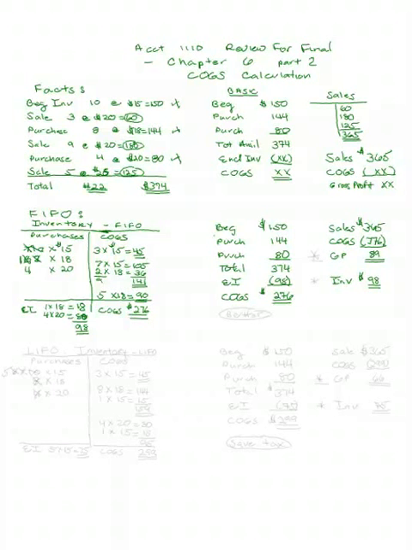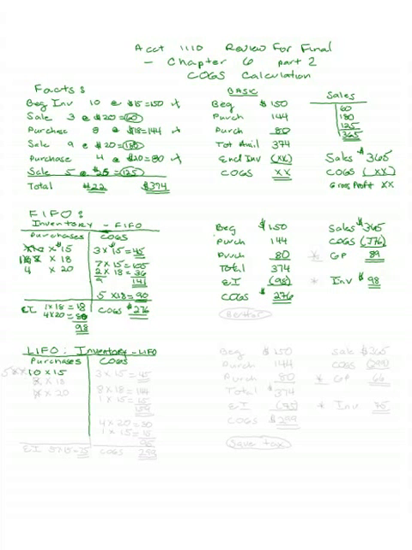Wow, that was a lot, huh? How about we try that whole thing again, but this time we use LIFO. Hold on. Let's start getting some numbers in. I'm going to go back to our basic facts. Our beginning inventory, we had 10 units at 15, so what was that?